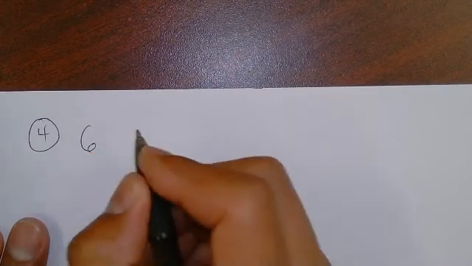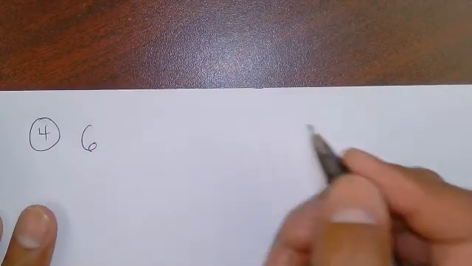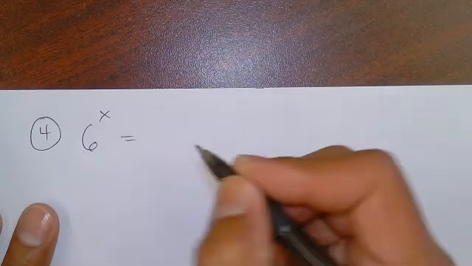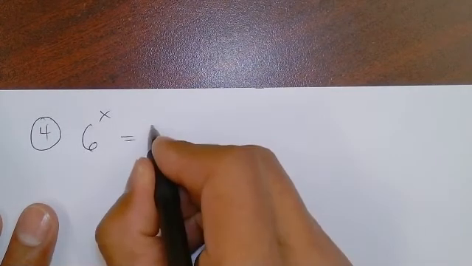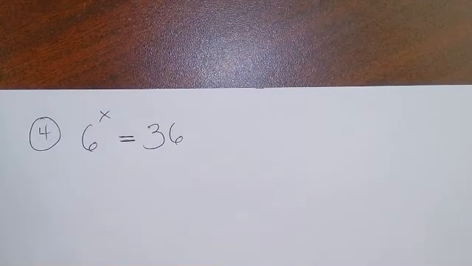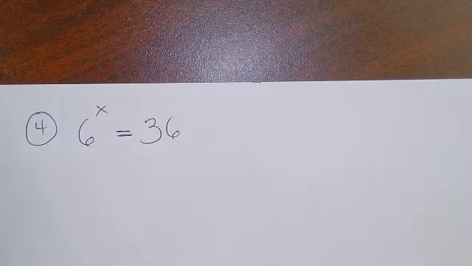Too easy, right? All right, here, let's step it up now. What if the bases don't match? Okay, let's look at number 4. What if I get 6 to the power of x equals 36? Those don't match.